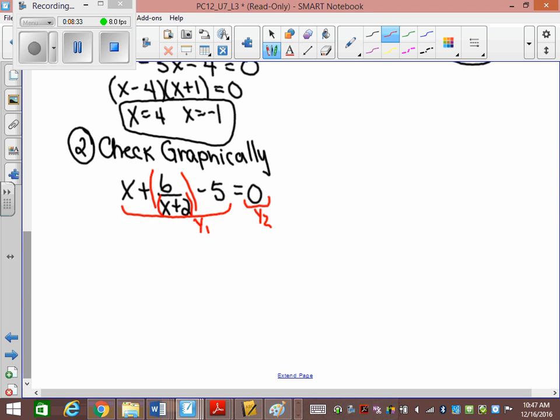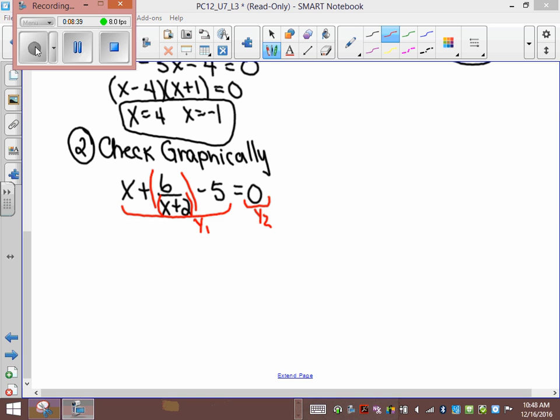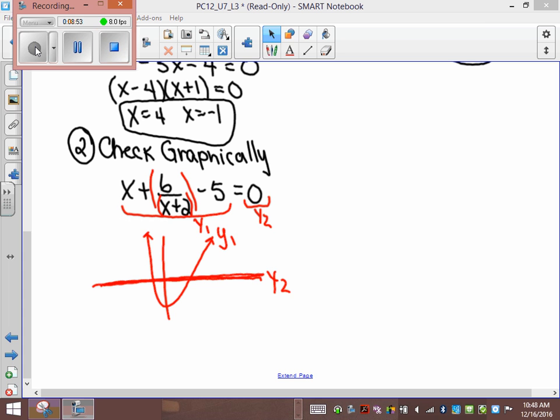So try it out. My calculator that I pull up normally is busted, so I can't do it on my screen. So this graph looks something like this. So we have y2 is this, y1 is this, and they cross the x-axis at -1 and 4. So we know we're right.